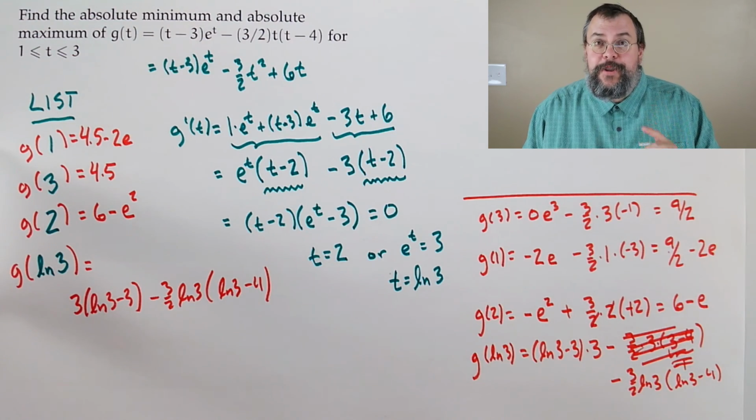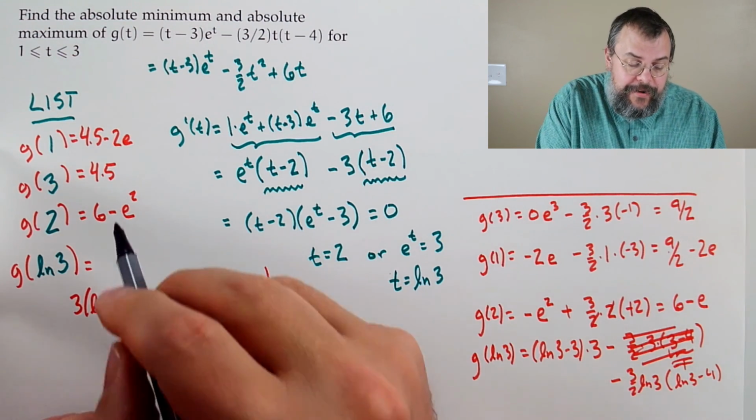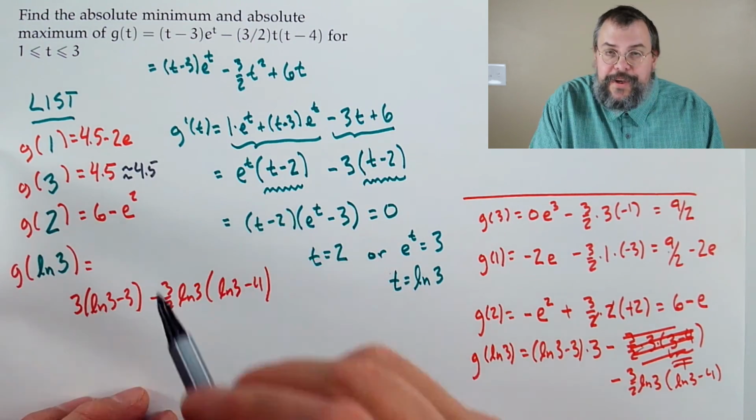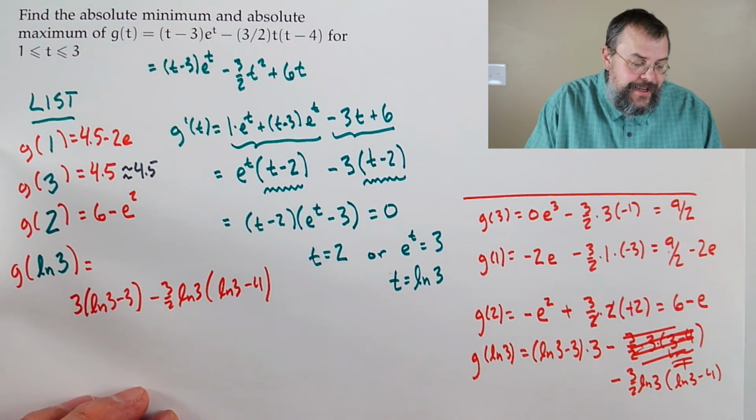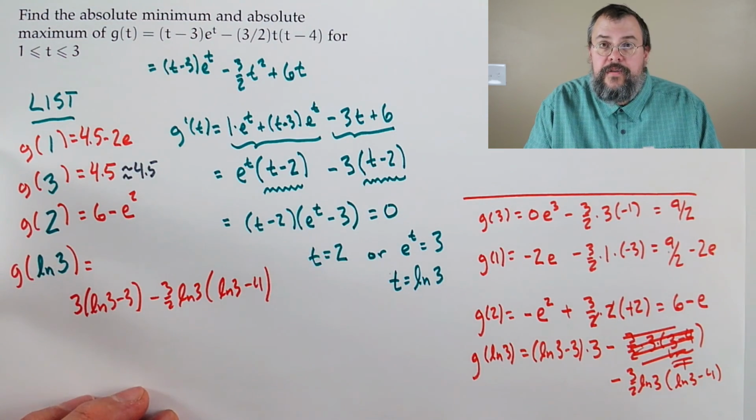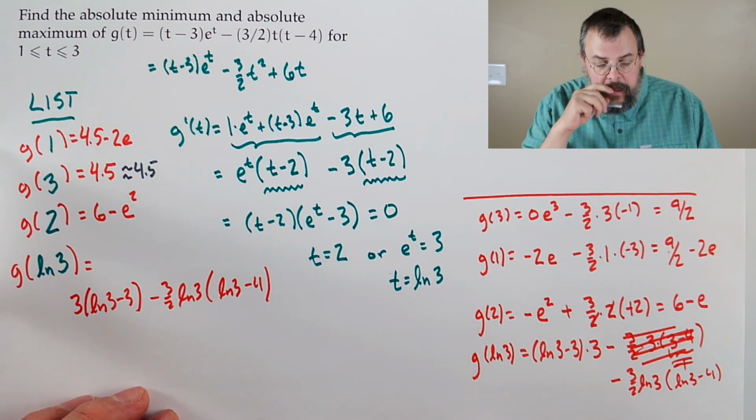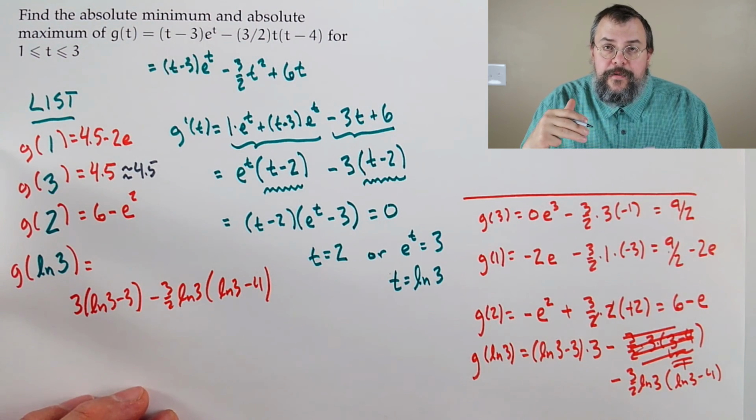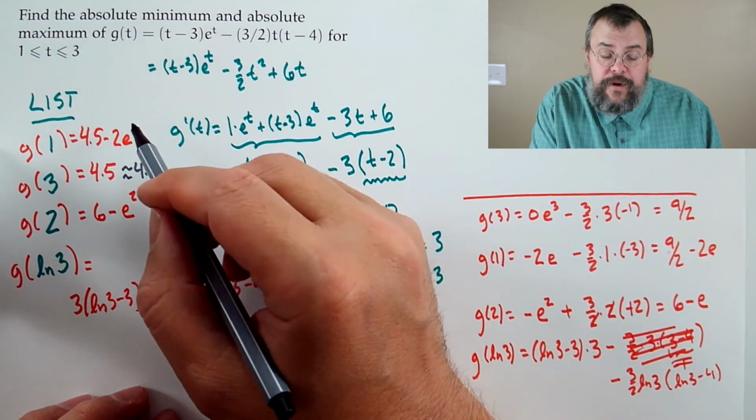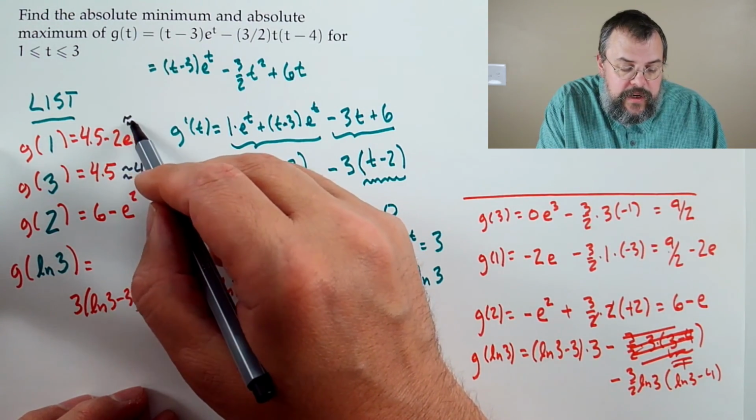So let's start with the easy one. 4.5 is approximately 4.5. Well, you kind of knew that one. All right, 4.5 subtract 2e. Well, because e is 2.71828, it's about 4.5 minus 5.4. So roughly around negative 0.9, right? Well, we can do a little bit better, negative 0.936.